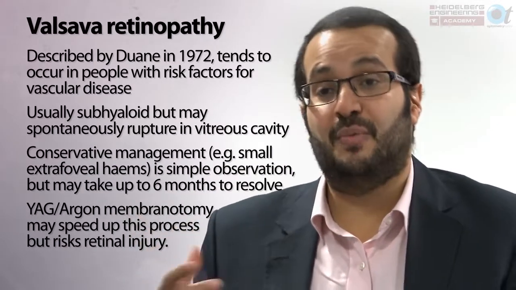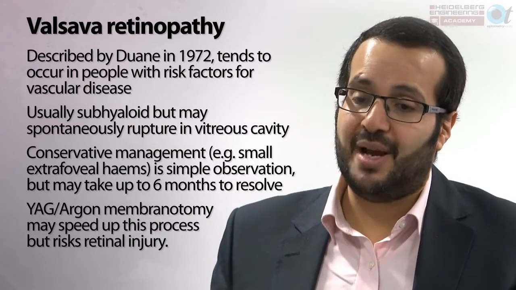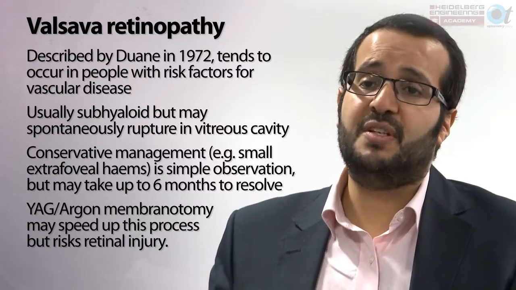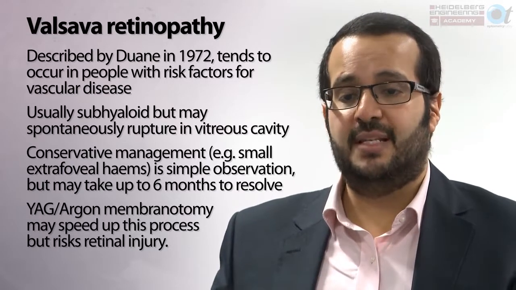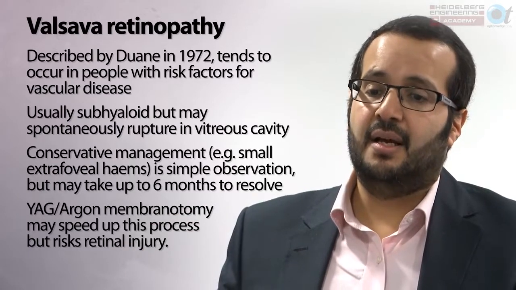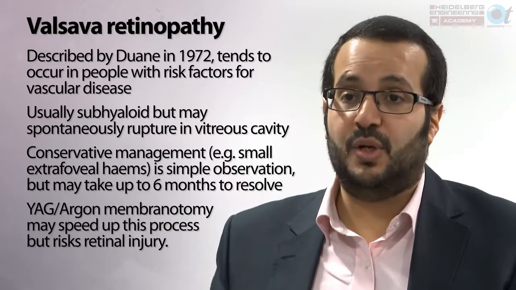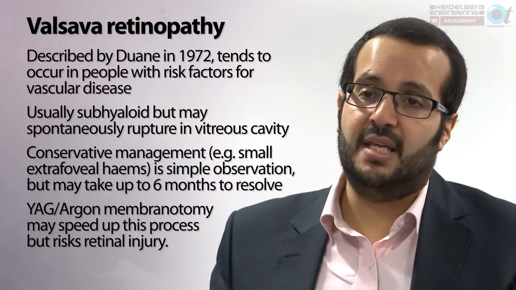Lastly, I just thought I'd show two interesting cases. So you may not see them commonly in your practice. One is Valsalva retinopathy. This was first described by Duane in 1972, and it's usually subhyaloid, and it's because you get a spontaneous rupture in the vitreous cavity. And conservative management is usually simple observation, but sometimes we can do YAG laser membranotomies, which speed up the recovery.